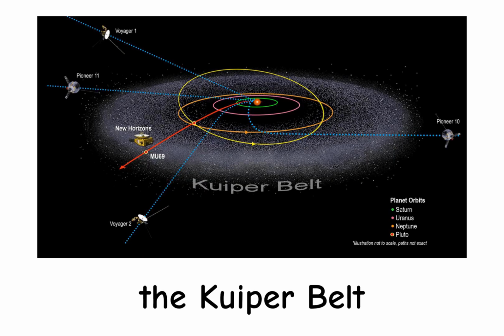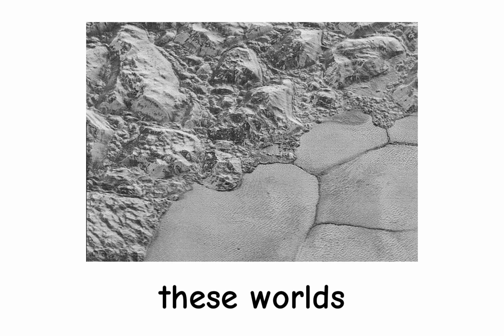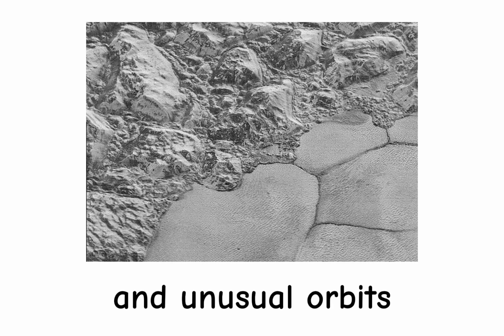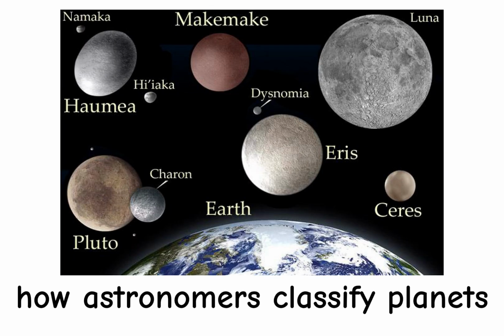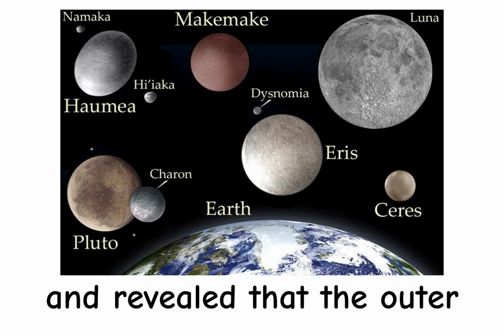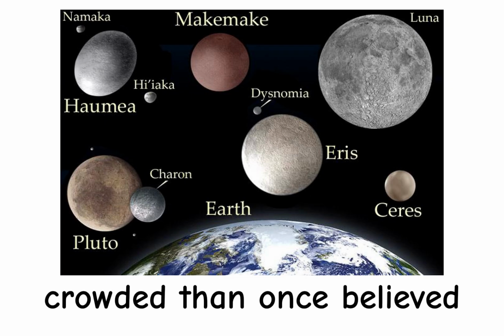Many dwarf planets are found in distant regions like the Kuiper Belt beyond Neptune. These worlds often have icy surfaces and unusual orbits. Their discovery reshaped how astronomers classify planets and revealed that the outer solar system is far more crowded than once believed.